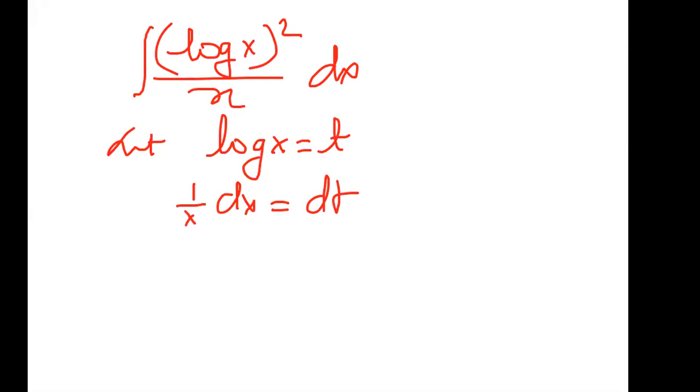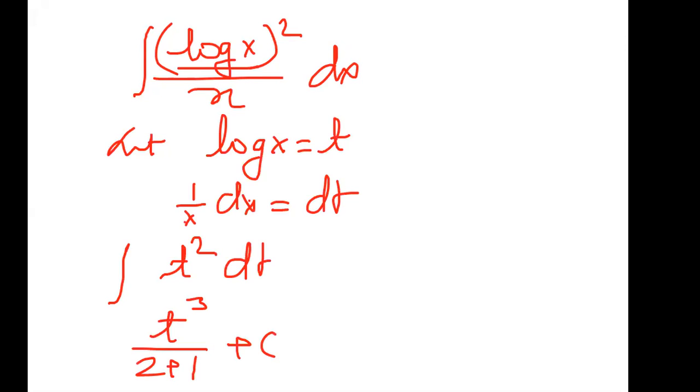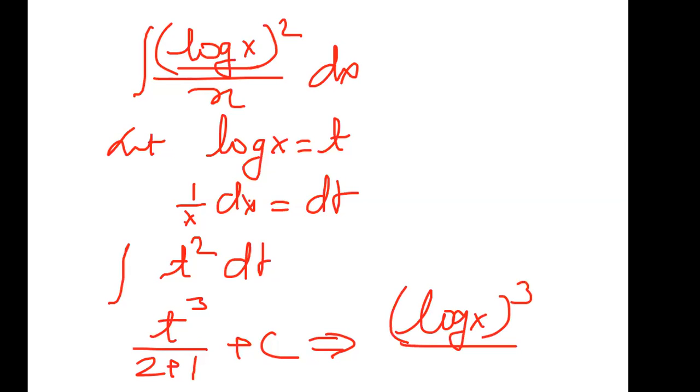So now see, the integral could be written as t square, and dx upon x can be written as dt. So t square integration will be t to power 2 plus 1, that is 3, upon 2 plus 1, plus c. When we put the value of t, it will be (log x) whole cube by 3 plus c will be the answer. I suppose we are able to understand this also. It's good and important from the examination point of view also.